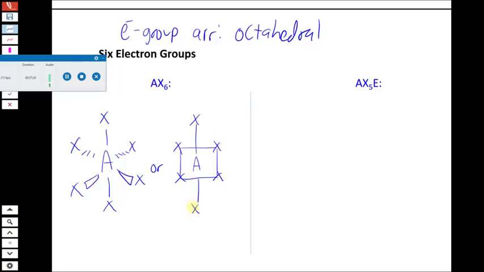And what we call this, again, if it's AX6, no lone pairs, the molecular geometry is the same as the electron group arrangement, octahedral. And all of the bond angles in this are exactly 90 degrees.